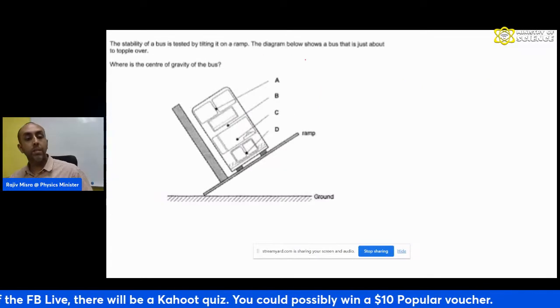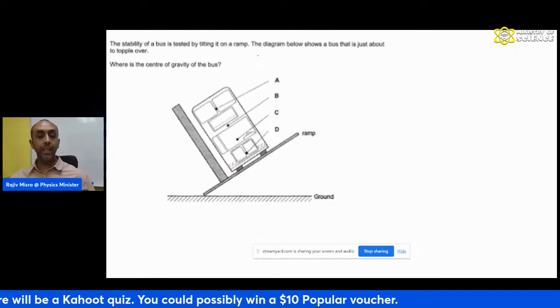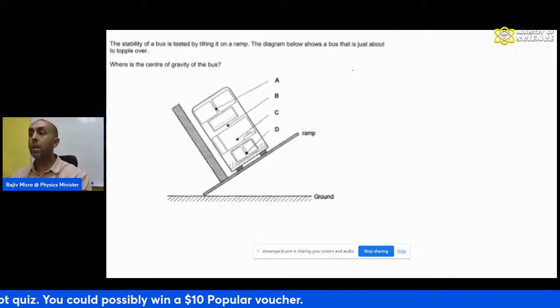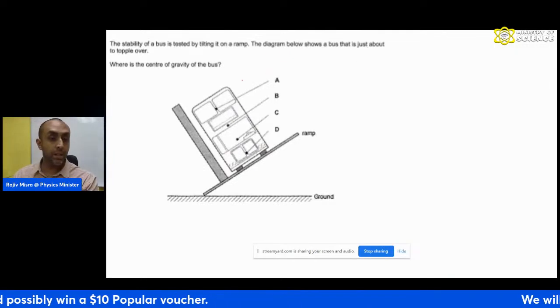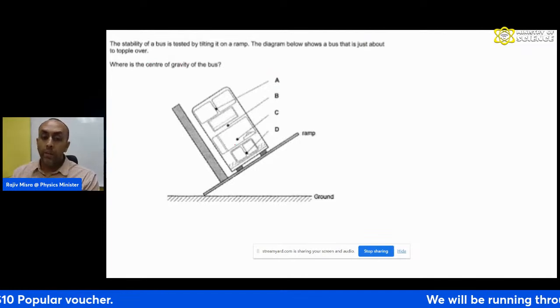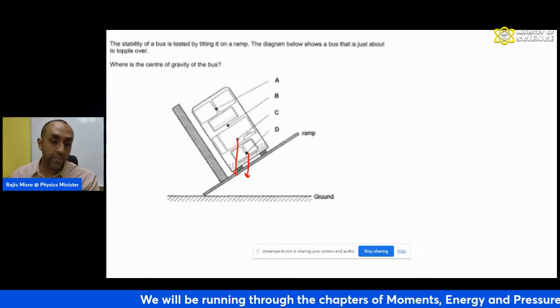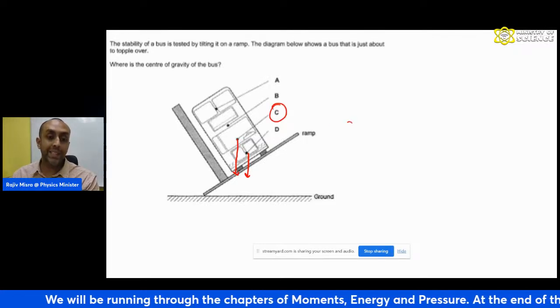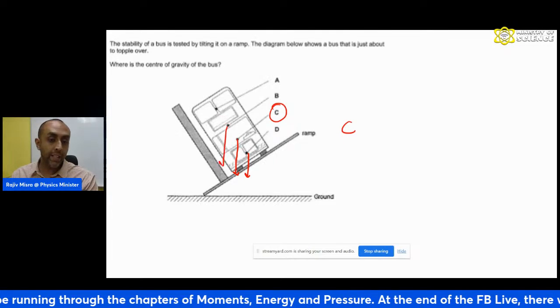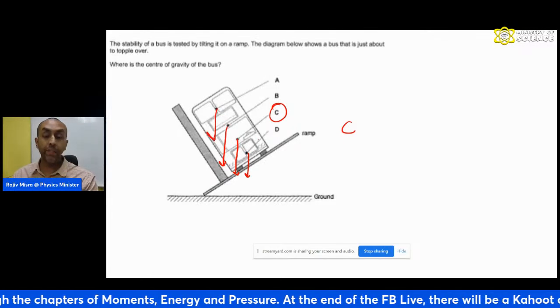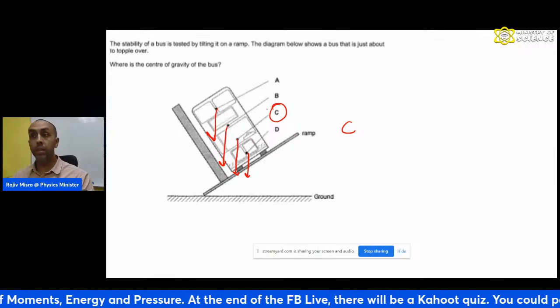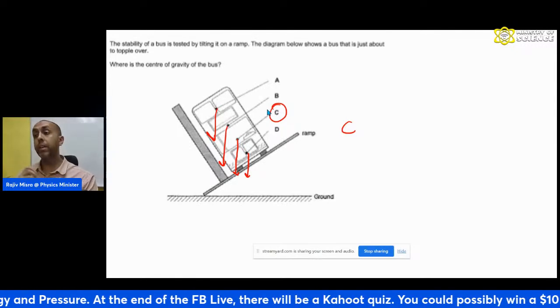Now, for this, the stability of a bus is tested by tilting it on a ramp. The diagram below shows a bus that is just about to topple over. When you say just about to topple over, it wouldn't be D because it is very stable. If about to topple over, it will be at this pivot point. So I'll go with the answer C. For B and A, it's outside of the base area, so it will definitely topple over. So just take note of that, and that's very, very important.